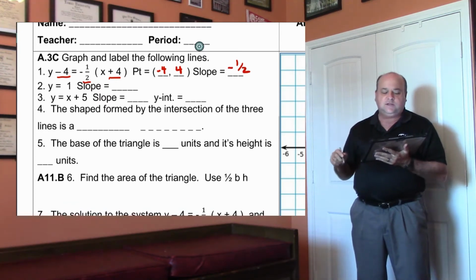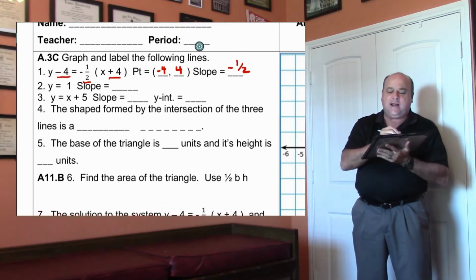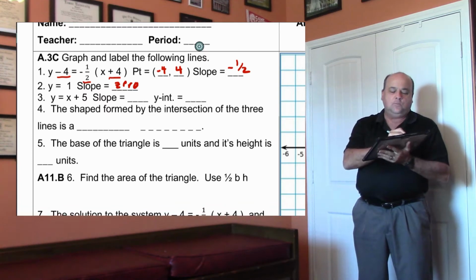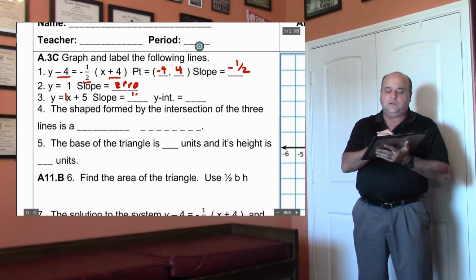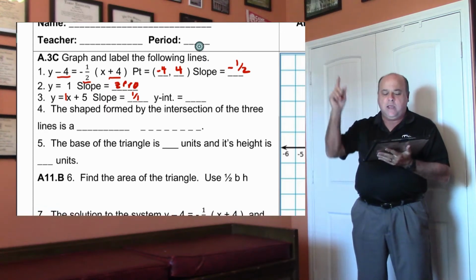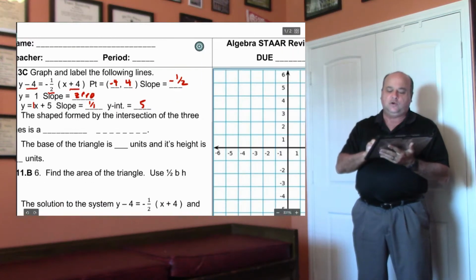Let me answer all these and then we'll go down. On y equals 1, that's going to be a flat line through the y-axis. The slope is 0. On the next one, there's a 1 right here, so the slope's going to be 1 over 1, or 1: up 1, right 1, up 1, right 1. And our y-intercept will be 5. Now let's go back and graph these.